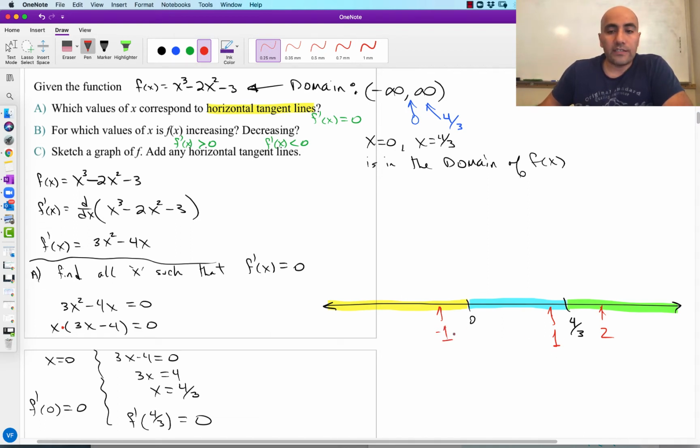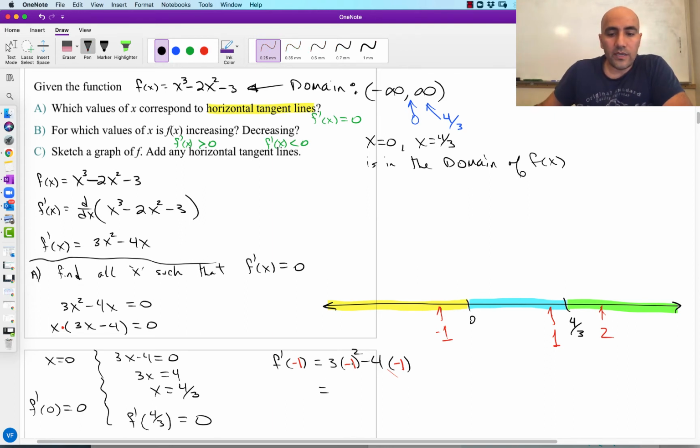What I want to do is figure out what the derivative is doing at these test points. I don't necessarily even care what the actual value of the first derivative is at those points. All I really care about is whether the first derivative is going to be positive or negative in each of these three zones. So for this first one, we have f prime of blank, and the first derivative is 3 times blank squared minus 4 times blank. And I'm going to plug in that -1.